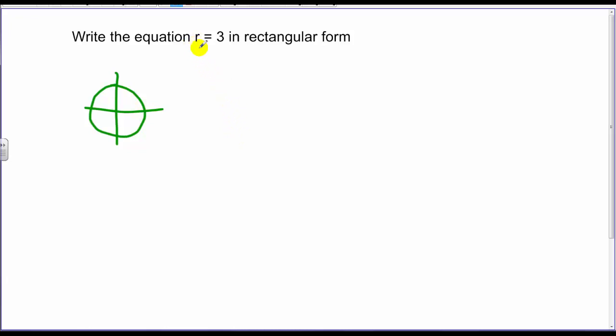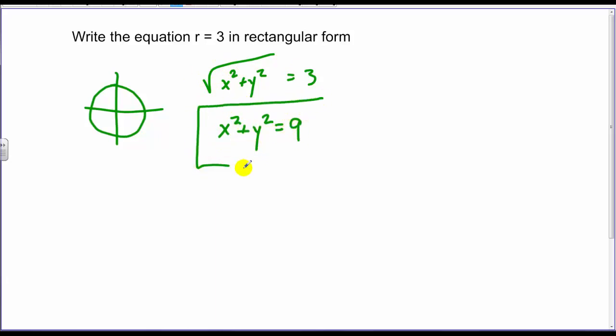I know that r is equal to the square root of x squared plus y squared, and that's going to equal 3. Now typically they'll want to get rid of these square roots, so I'd square both sides and I end up with x squared plus y squared is equal to 9, which is the equation of a circle having a radius 3. So that would be the rectangular equation, if you will. Remember, rectangulars have x's and y's in them, and polars have r's in them.